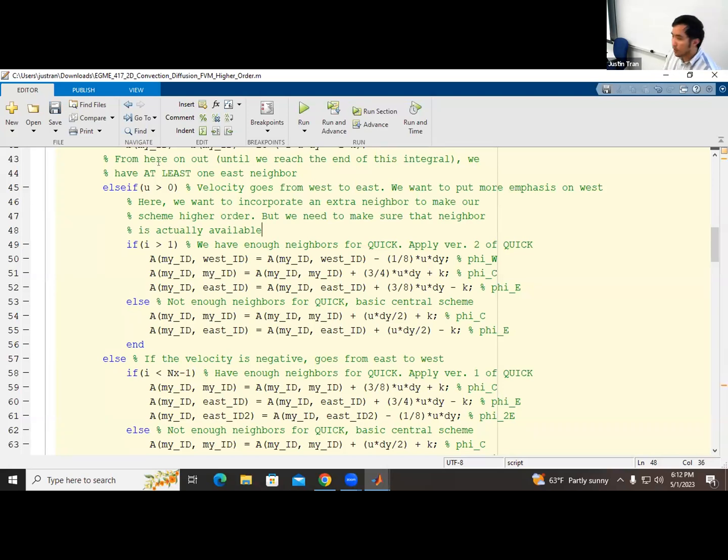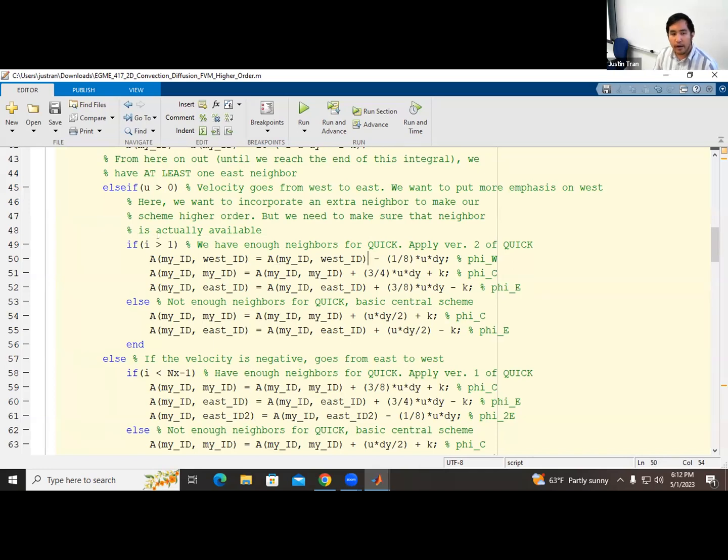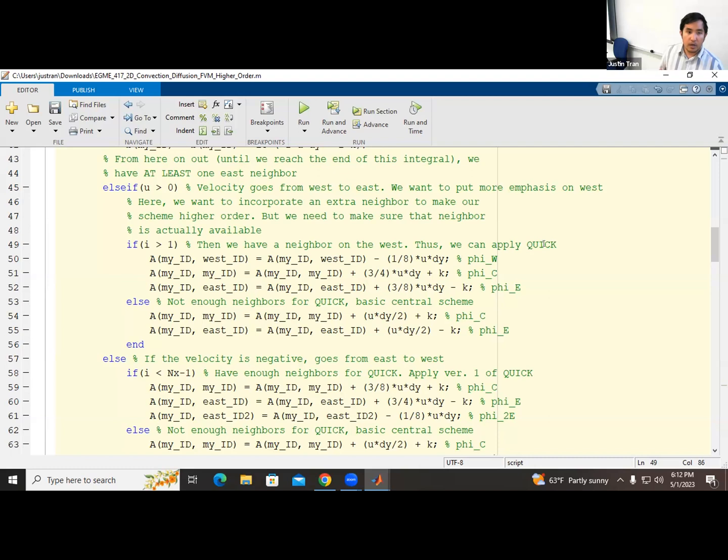In the case when u is greater than 0, that means we want to put our neighbor on the left, so on the west. We haven't checked to see if we have a neighbor on the west. The only thing we've checked is that we have a neighbor on the east. So this if statement checks to see if we actually have a neighbor on the west. If I is greater than 1, that means we have a neighbor on the west, and thus we can apply the QUICK scheme.